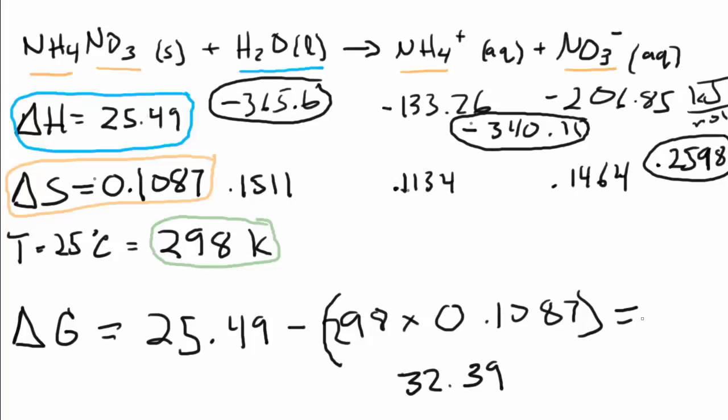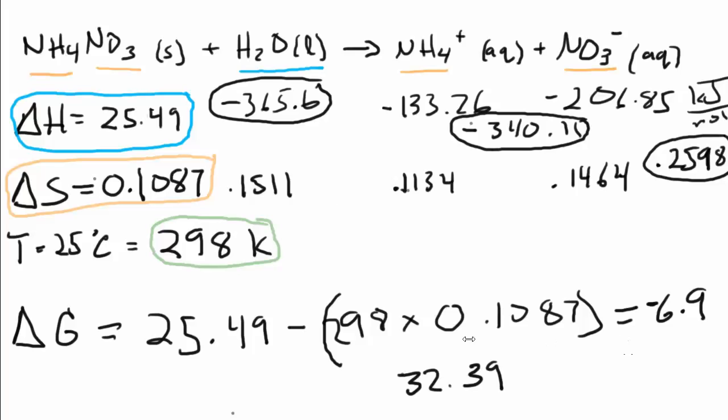Okay, now what does that mean? Well, there's a few things here. First, let's talk about endothermic, exothermic. We got a positive delta H. So that means that this is an endothermic reaction, which is kind of fun. And indeed, when you dissolve ammonium nitrate in water, it does get a little cool to the touch. So that's kind of interesting.